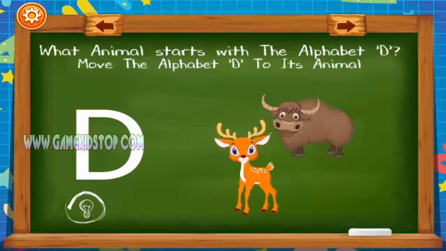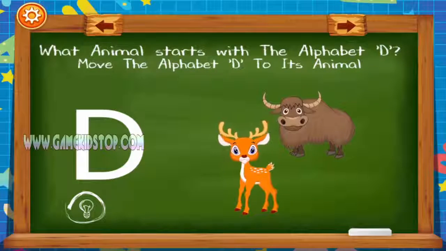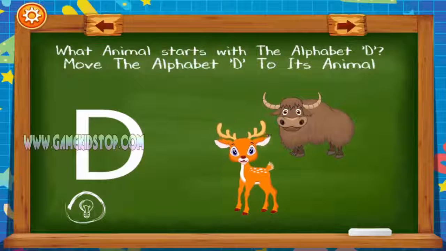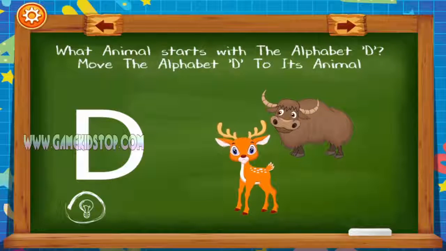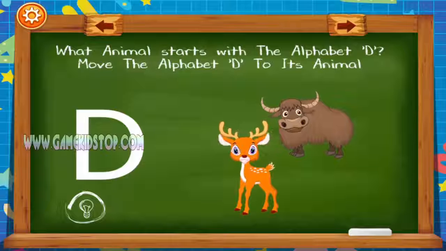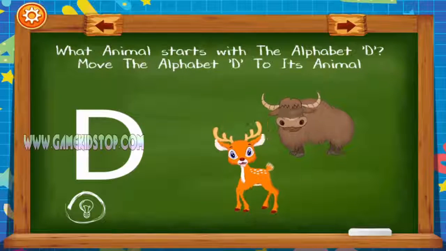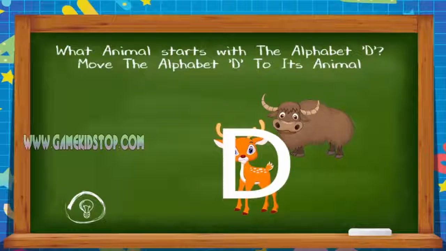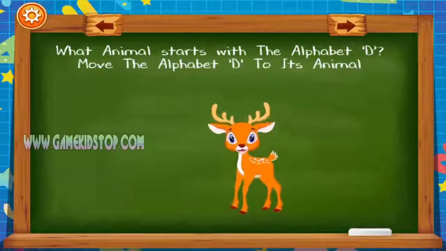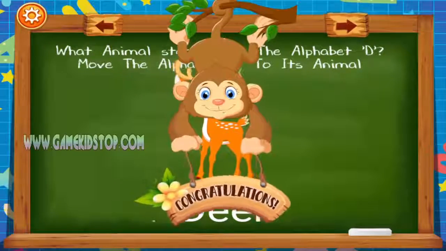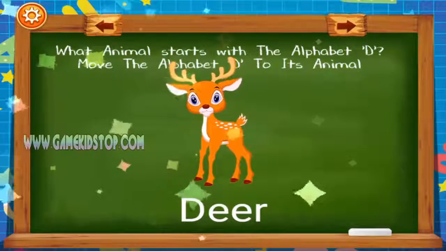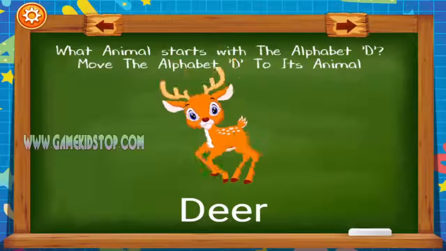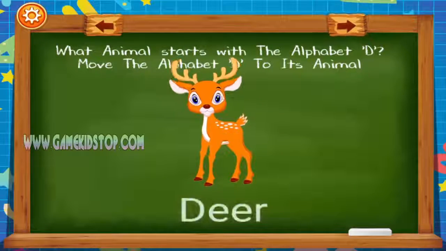What animal starts with the alphabet D? Move the alphabet D to its animal. D. Deer. Congratulations! Deer.